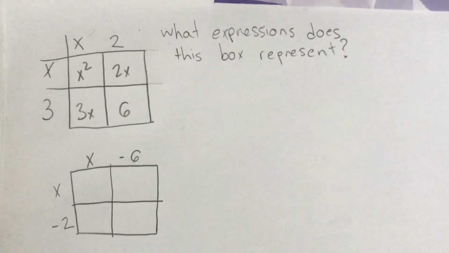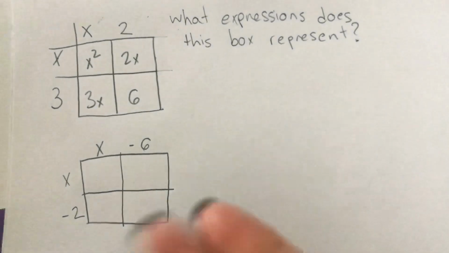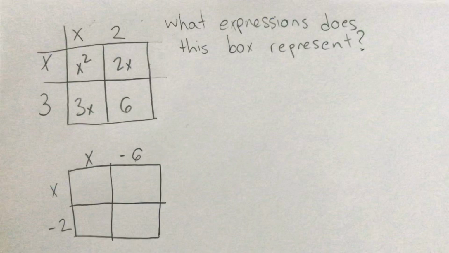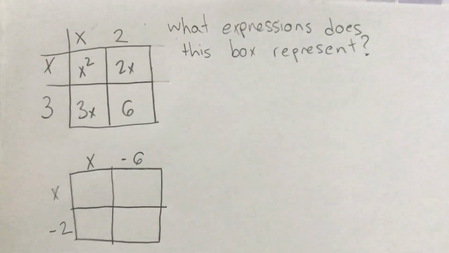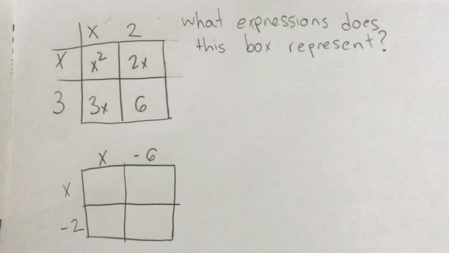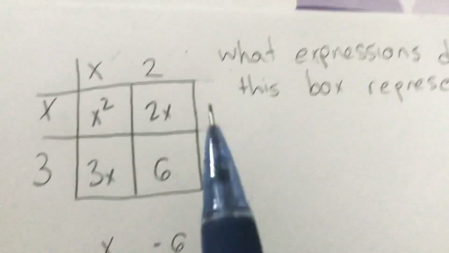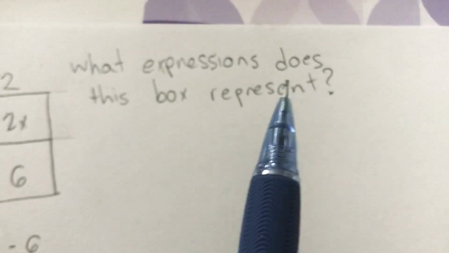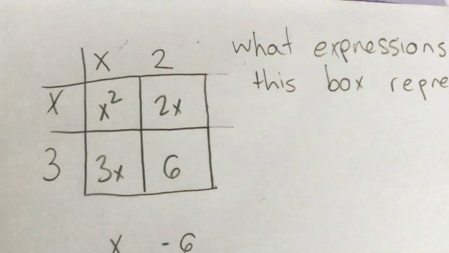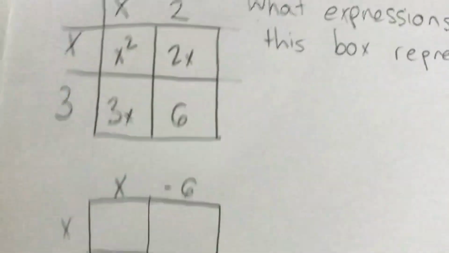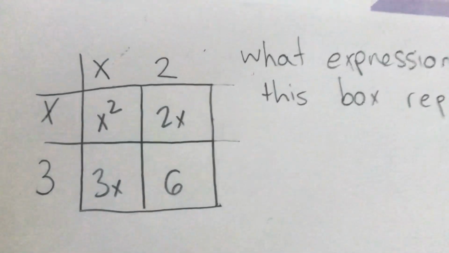So what I'm going to do for us now is just review how we use these box methods to make sure that you're good to go for that first student practice number 1. The first thing it asks us is, looking specifically at this box here, what expressions does this box represent? Everything's filled in and labeled for us. All we're going to do is simply identify what expressions this represents.